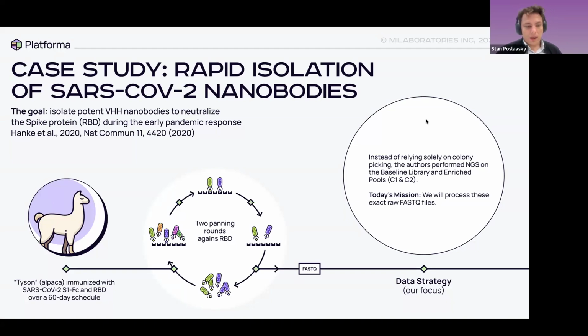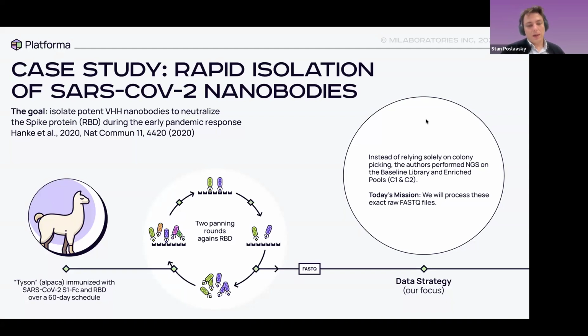Very relevant stuff. The methodology used in the publication is pretty straightforward and common for in vitro antibody discovery. The source of the screening library, the highly diverse library, was Tyson. I don't know, but I hope Tyson is still alive and doing well. So it's an alpaca, and he was immunized with the SARS-CoV-2 S1-Fc and RBD over a 60-day schedule.